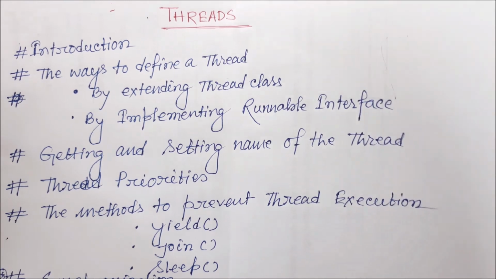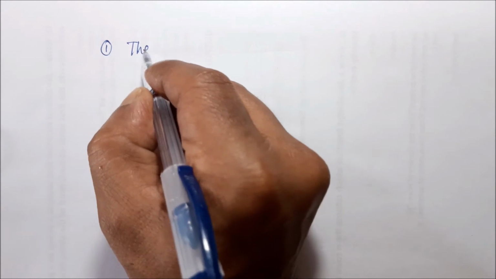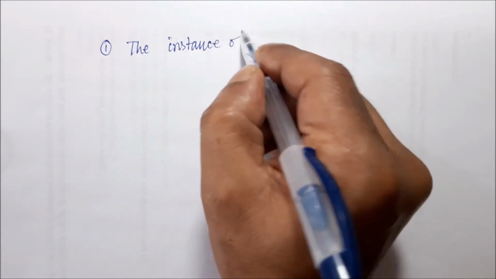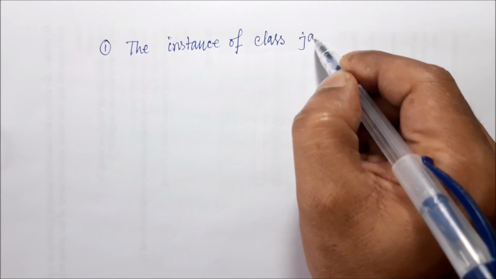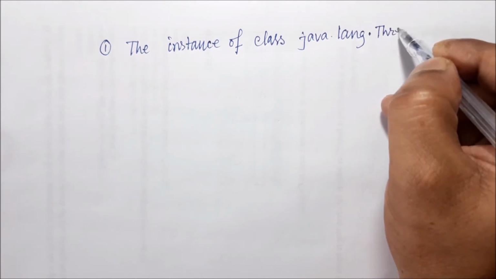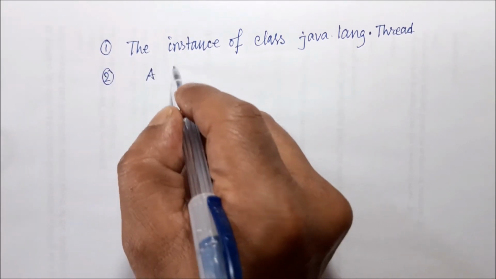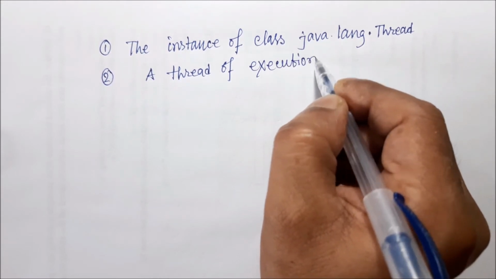So thread means two different things. First, we can say an instance of class java.lang.Thread, and second, a thread of execution. Thread of execution.